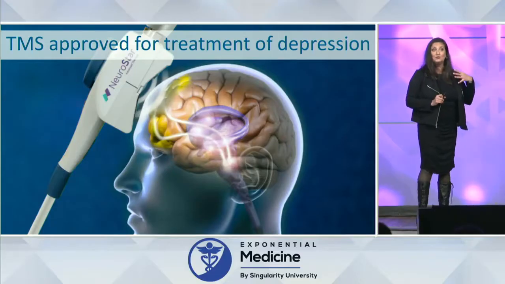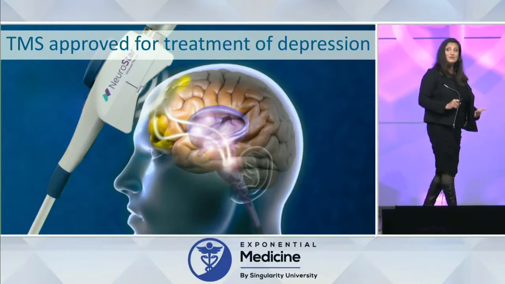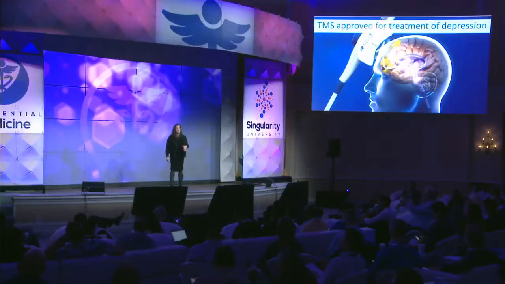Now the question is, have these devices shown any promise? Well, transcranial magnetic stimulation has actually been approved by the FDA for refractory depression, so depression that doesn't respond to drugs. And it's been very, very helpful in taking people who have suicidal ideation and reverting them to a state where they no longer have those kinds of thoughts.